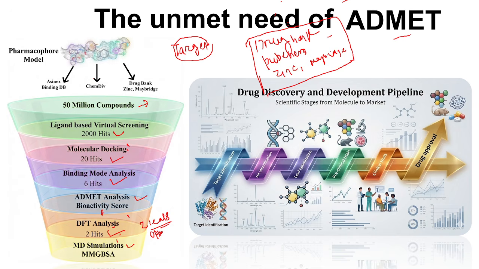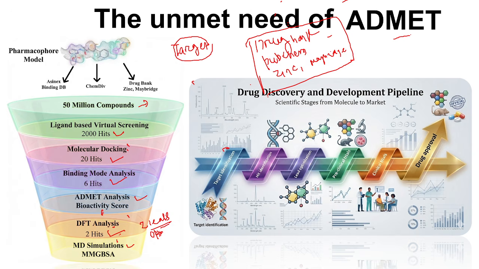Then we analyze the ADMET properties of the six drug molecules. From this ADMET analysis of the six molecules, we find that two to three compounds match all the criteria. Then we go for the ligand optimization. So this is the process from hit identification to lead optimization. I hope this clears all your doubts about the difference between hit identification and lead optimization.